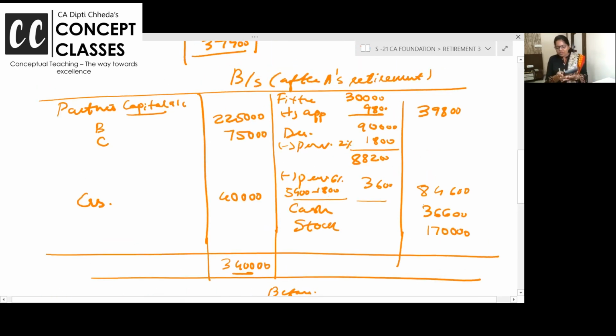I'll tell you the gist also. Students come to me, ma'am, this problem is going completely over our heads, nothing is clear. You learn it nicely and you explain to your friends now. And still, if you have doubt, ask me. $39,800 plus 1,70,000 plus 84,600.